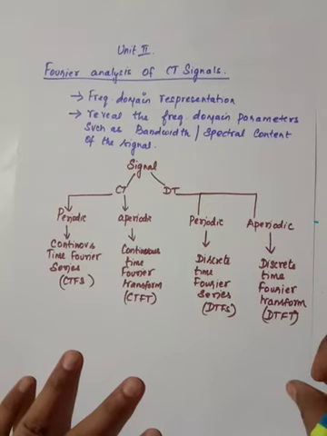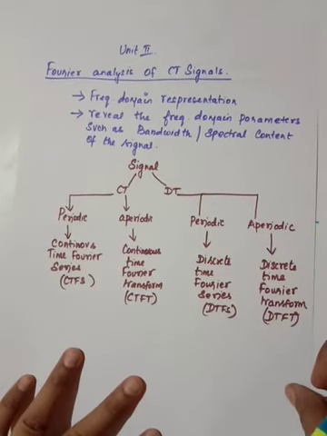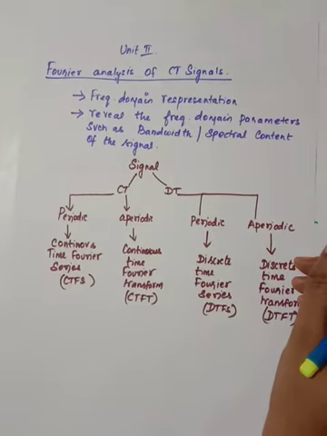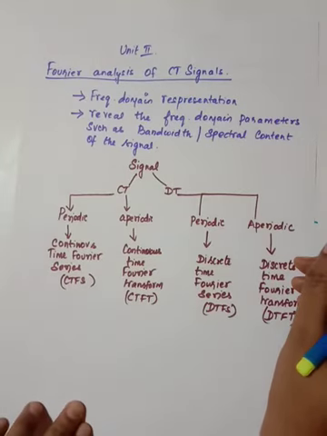Hi students, in this video we are going to start Unit 2. In that, we are going to discuss the Fourier analysis of continuous time signals. Before discussing this topic, first we need to know why we have to go for this Fourier domain representation.